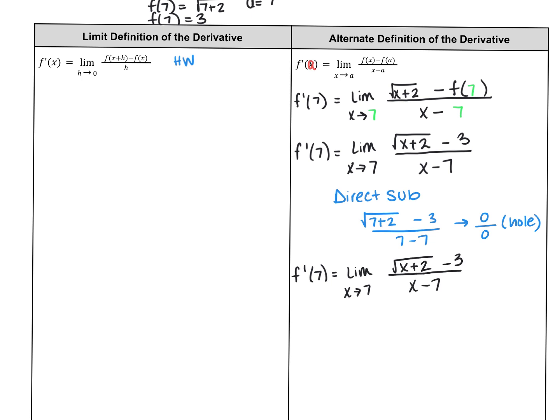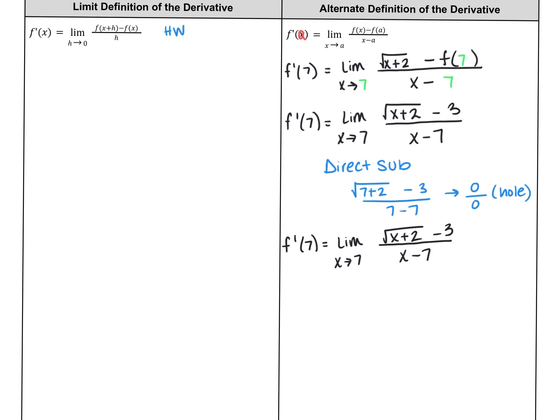So because I have a radical, we're likely going to use conjugates. So we're going to multiply top and bottom by the conjugate of the numerator. Conjugate means to switch the middle sign. So we're switching this sign with this sign. Whatever I do to the top, I have to do to the bottom. And we're going to simplify. Remember with conjugates that we're only multiplying the first and the last. So rad x plus 2 times rad x plus 2 is itself, x plus 2. And negative 3 times a positive 3 is a negative 9. And we leave the bottom alone.